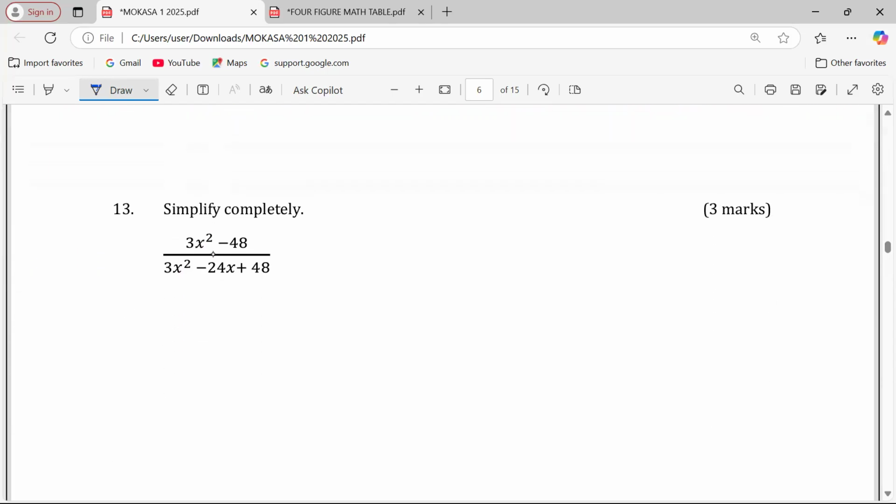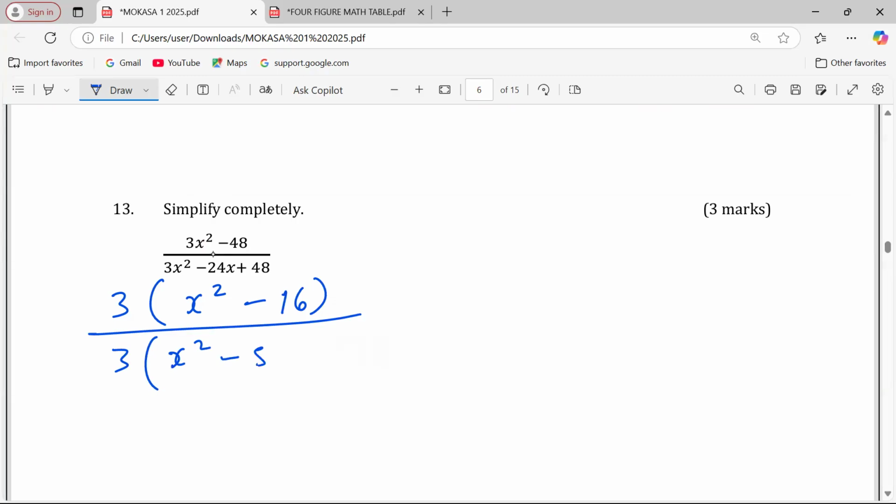Number 13. Allow me to begin by first of all factorizing 3. Start, we have x squared minus 16. Then we divide by 3 again, to remain with x squared minus 8x plus 16. 48 by 3 is 16, so 16 that way. So 3 cancels.